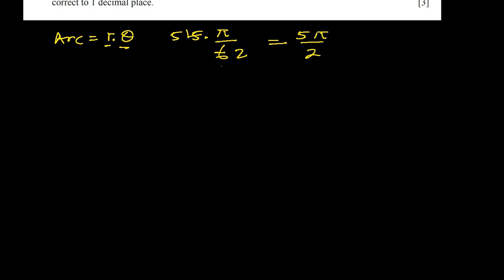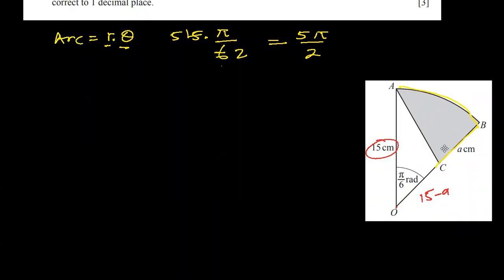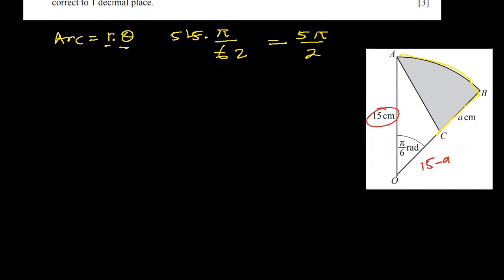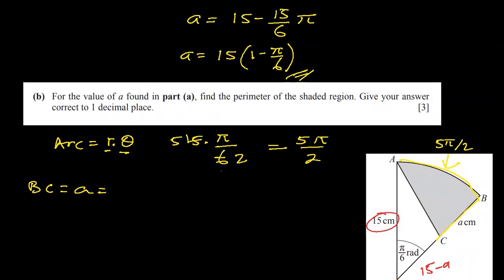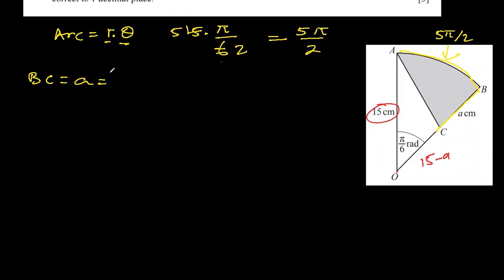Okay, so we have the arc. Now let's have the drawing here so that we can understand. So we just got the 5 pi by 2 arc here, this one. Now I need BC, which is A, and we already got that in the previous part, which is 15 times (1 minus pi by 6). Done. Two parts done. Now needed is AC.